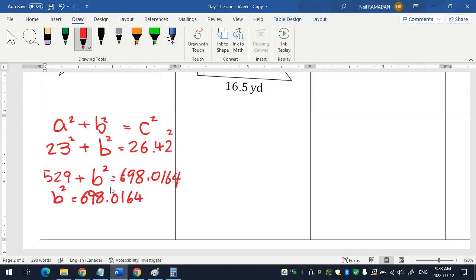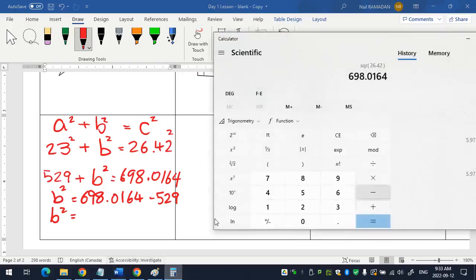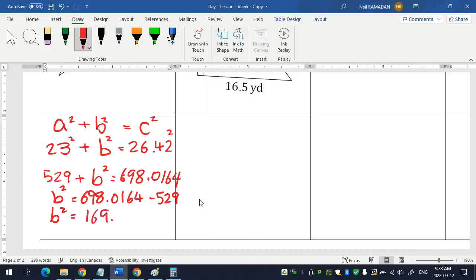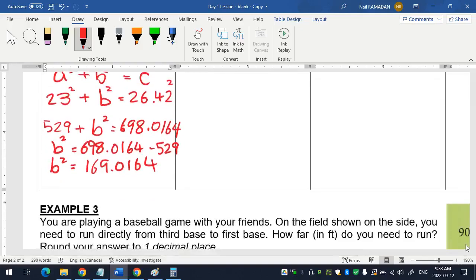698.0164 minus 529, which means B squared is, see, this process is one step longer because you have to do the moving thing. You didn't have to do it when you had the C to find. So I get 169.0164. And finally, what do I do? Square root it. Thank you. So square root.